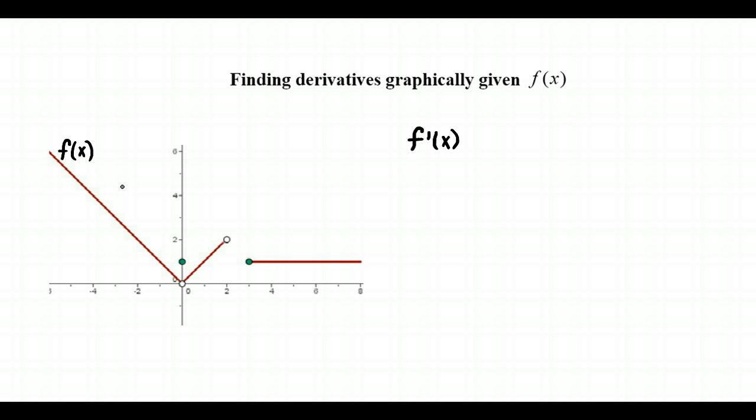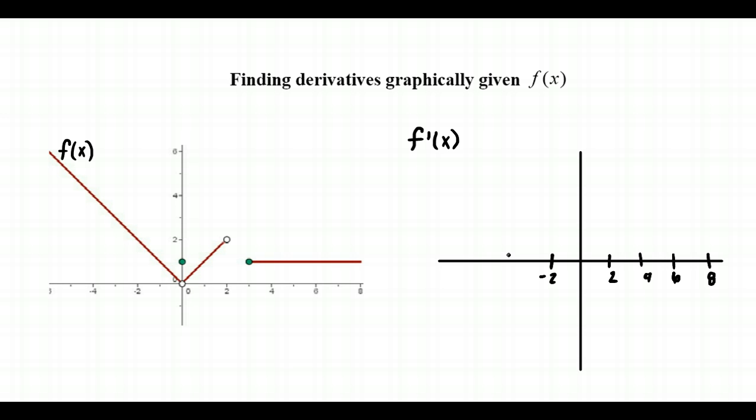So f of x is some function, and f prime of x is going to be some function as well. And since f of x is defined for values between, let's see, -6 it looks like, and 8, I'm going to draw myself an xy coordinate plane from -6 to 8. So this is just going to be a little rough sketch here. So 2, 4, 6, 8, -2, -4, and -6.